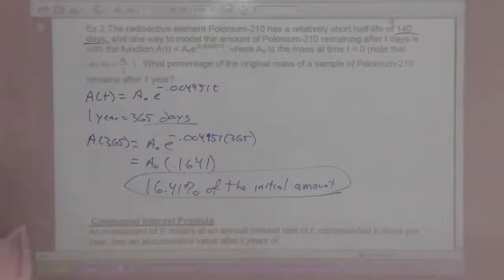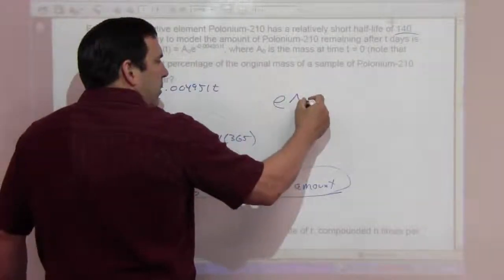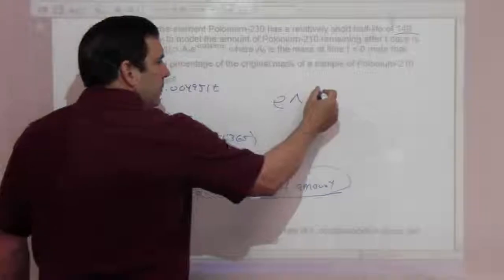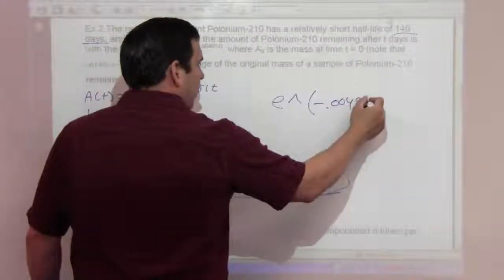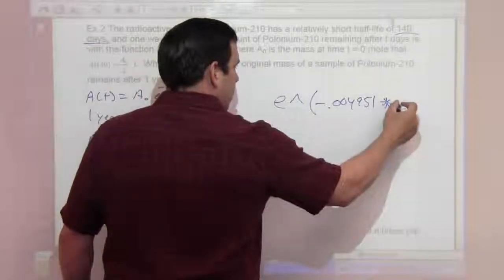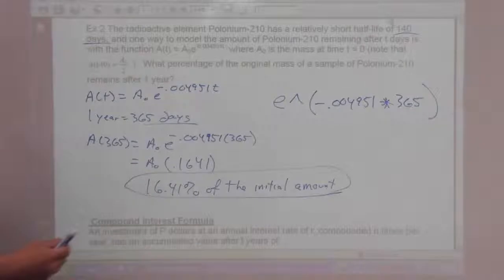Now I want to just point out in the calculator, when you do this in the calculator, you're going to do E, and it automatically comes up with that power, that caret. You'll do negative 0.004951 times 365, then close parentheses after the 365.